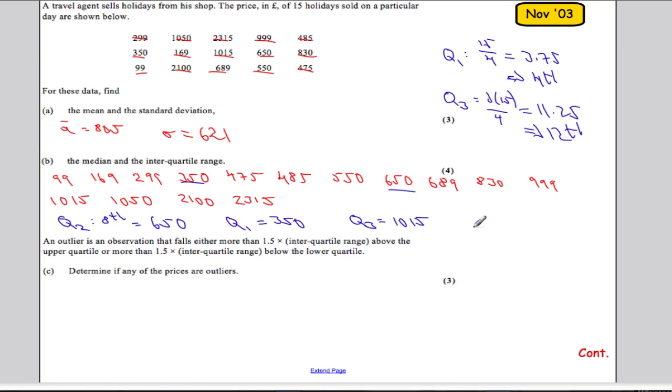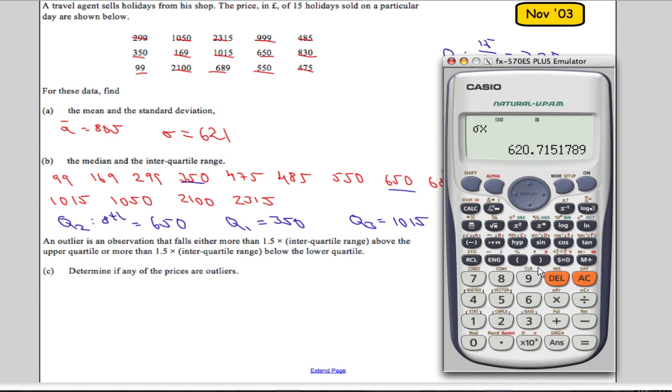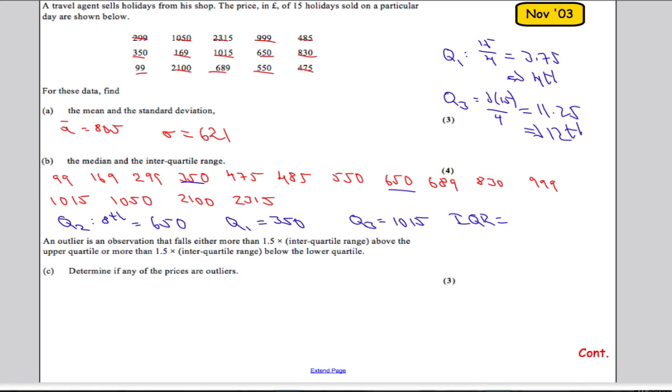Okay, so we need the interquartile range, and that's the upper quartile take away the lower quartile. 1015 minus 350 is 665. Okay, an outlier is an observation that falls either more than 1.5 times the IQR above the upper quartile or more than 1.5 times the IQR below the lower quartile.